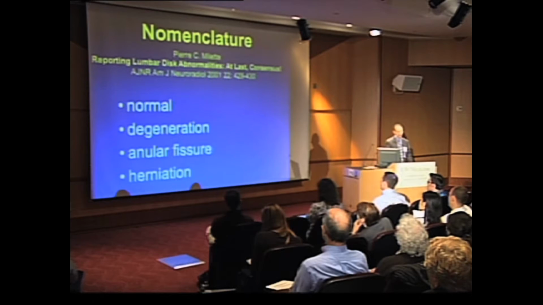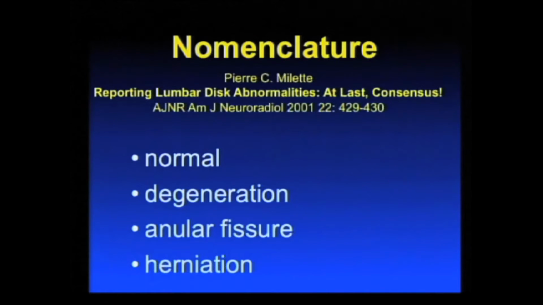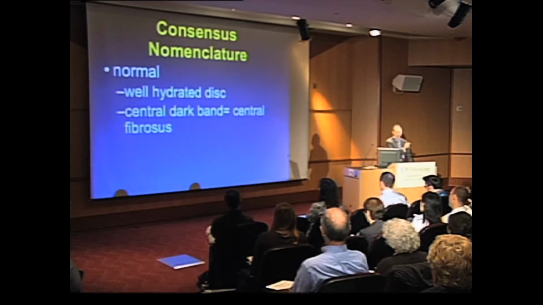In a nutshell, what the nomenclature does, and this is just referring to the disc itself, is that you can classify a disc as either being normal, degenerated, and there are all sorts of subcategories of degeneration. It may have an annular fissure, also known in some circles as an annular tear, and then herniation, of which there are subclassifications, which I'll get into in a second.